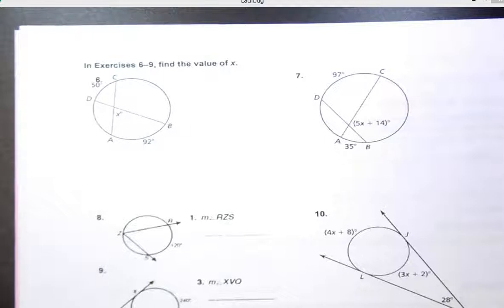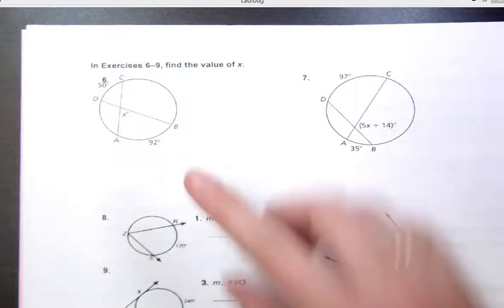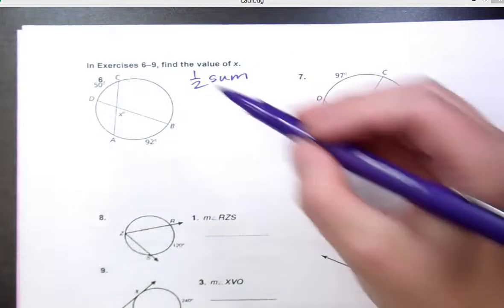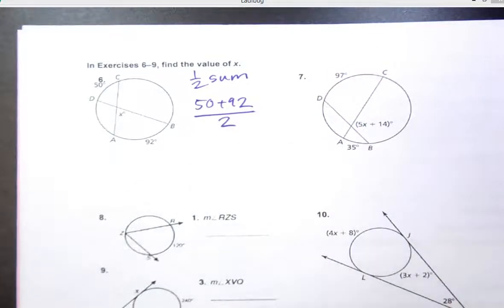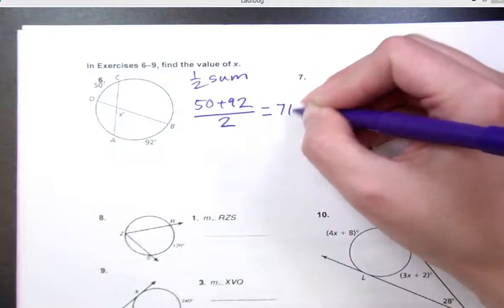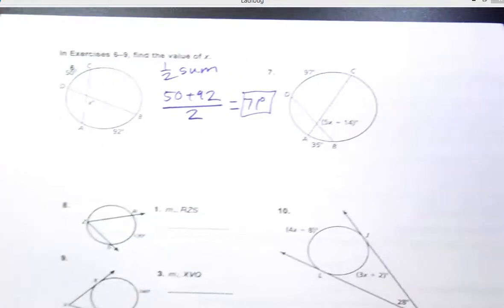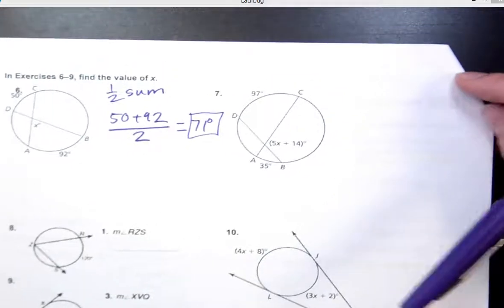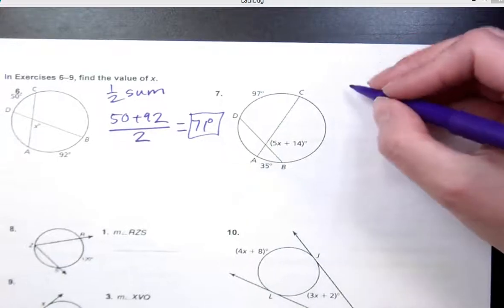Alright, who remembers what the rule or formula is for this type of problem? Half the sum. So all I have to do is add them up. 50 plus 92, and divide it by 2 or multiply by 1/2, which means the same thing. What does that come out to? 71 degrees, because we're dealing with angles. Alright, is 7 going to be a one-step problem? No. Is it going to be hard? No. So, we know it's going to be 1/2 the sum.